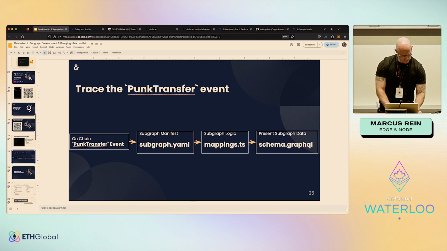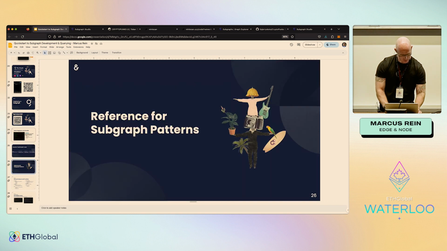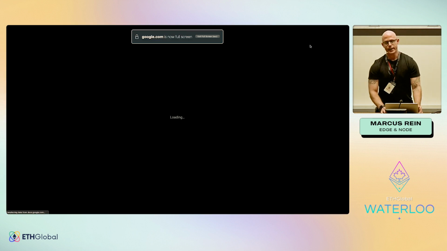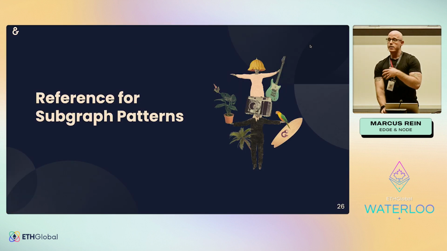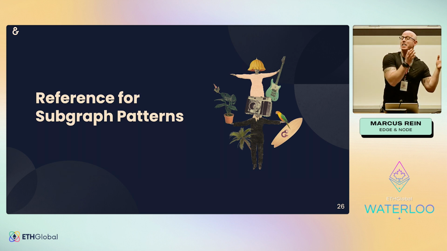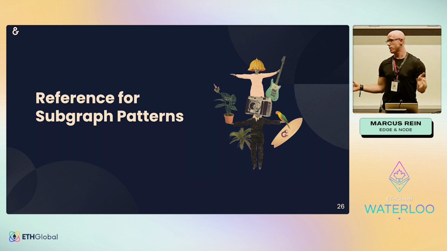Let's keep on going in the presentation as that's going. So where are we right now? Okay. As that's spinning up, let's go ahead and do a reference for subgraph patterns. You may see these sometimes, you may not see these sometimes, but these are relatively common, and then we'll see if these exist in the actual boilerplate subgraph that we spun up with our Graph CLI.